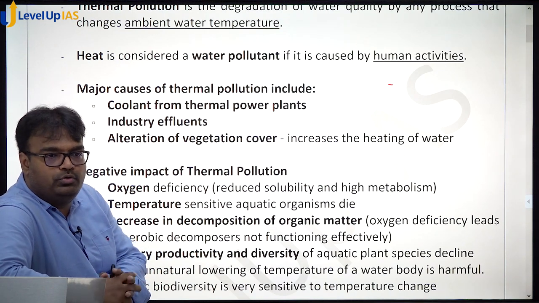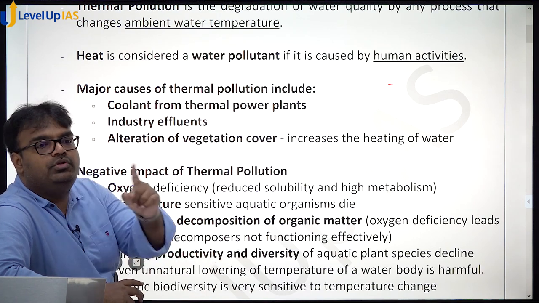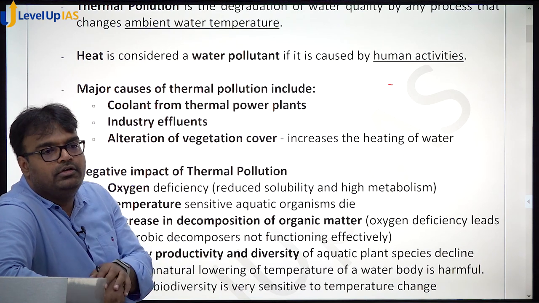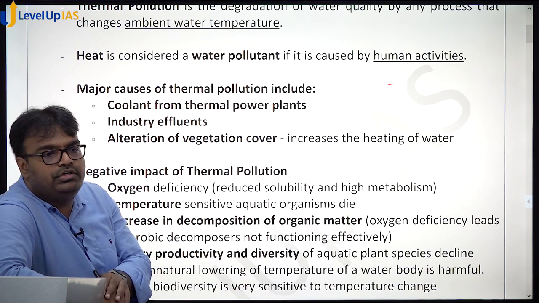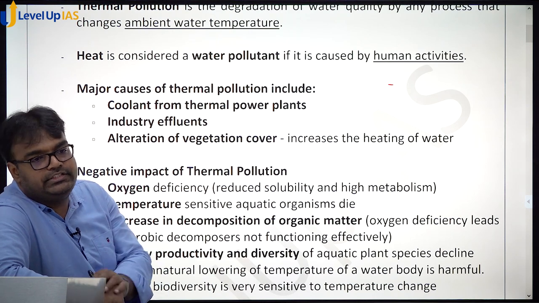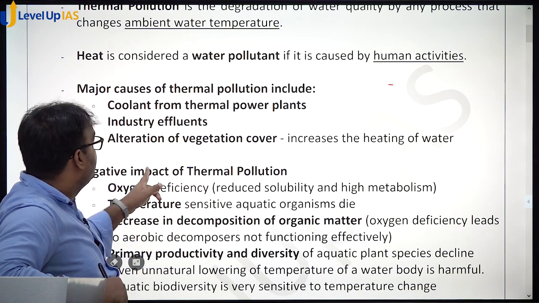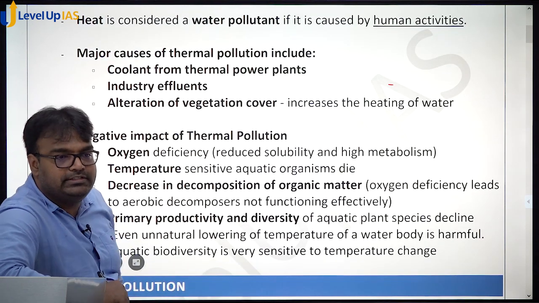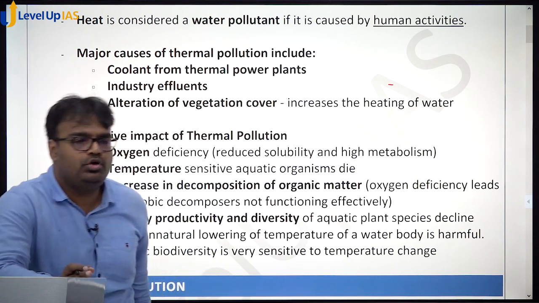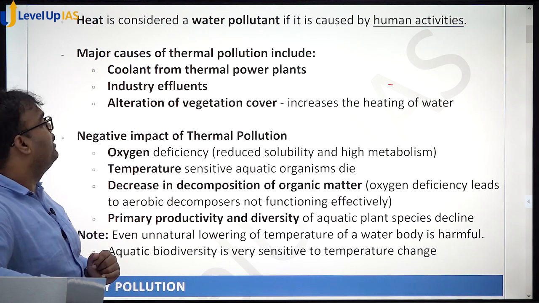We know what the coolants are. Coolants are something which transfer heat from the power plant to the turbine. So when this coolant water is released into the ocean or into the river, in a small area, it drastically changes the temperature; it increases the temperature. Similarly, industry effluents may be released, which may impact the temperature, though for a shorter period and in a smaller region, but they may be capable of doing it.